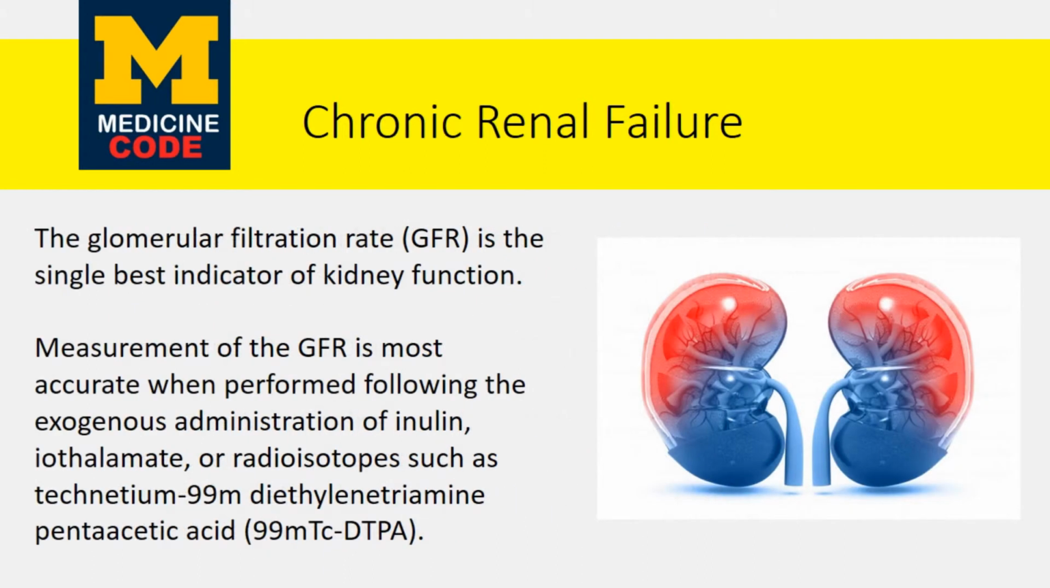The glomerular filtration rate, GFR, is the single best indicator of kidney function. Measurement of the GFR is most accurate when performed following the exogenous administration of inulin, iothalamate, or radioisotopes such as technetium-99 diethylenetriamine pentaacetic acid, 99mTc-DTPA.